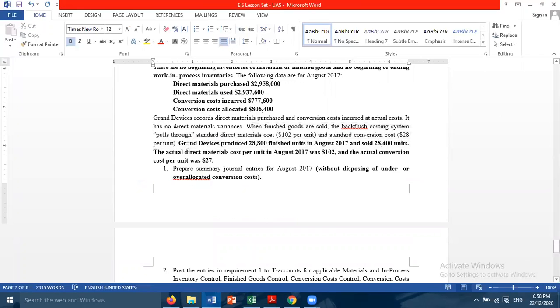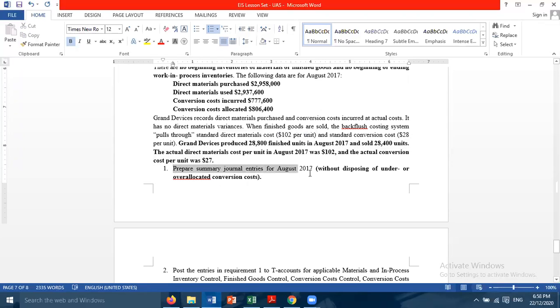And here it said Grand Devices produced 28,800 finished units in August 2017 and sold 28,400 units. Okay. Then the actual direct material cost per unit in August 2017 was $102, and the actual conversion cost per unit was $27. All right.